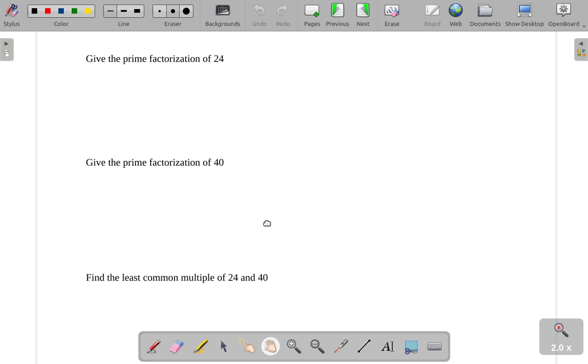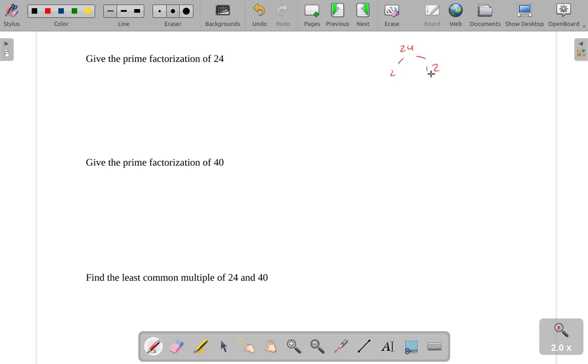Once we've defined what a prime number is, we can start doing something like this. It's called a prime factorization. A prime factorization is writing a number as a product of a bunch of prime numbers. So for instance, 24, one way to do this is what's called a factor tree, and you just break the 24 up as a product of lesser numbers until you can't go any further.